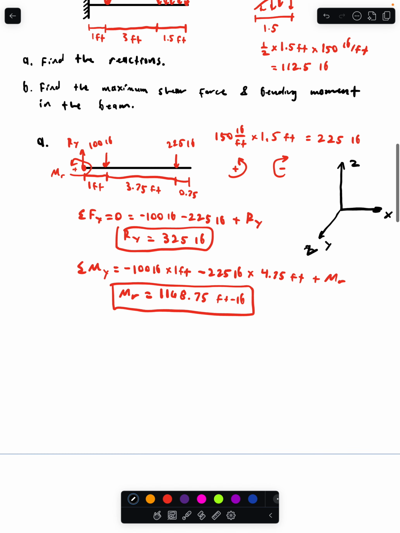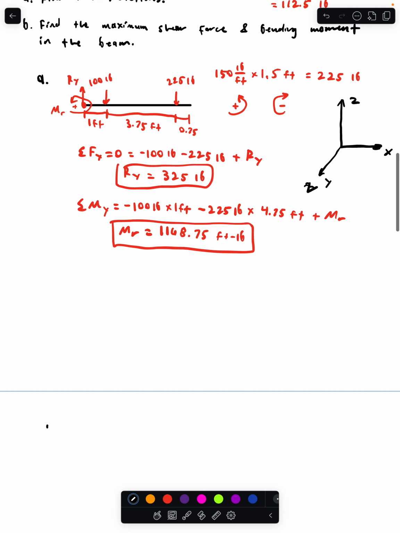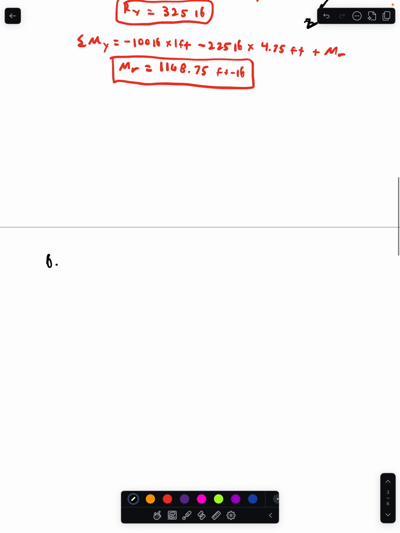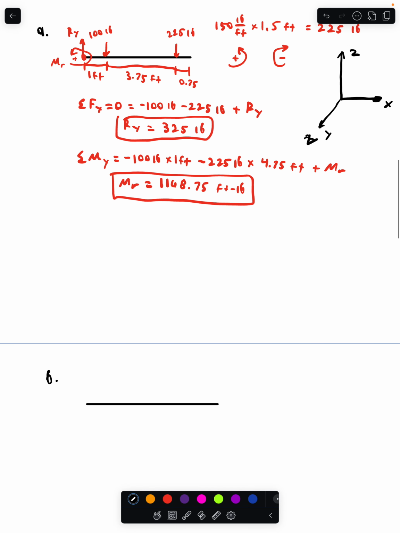Now for B, whenever it's asking you to find the maximum shear force and bending moment in a beam, you should think shear moment diagram. So I'm just going to replicate our beam down here.